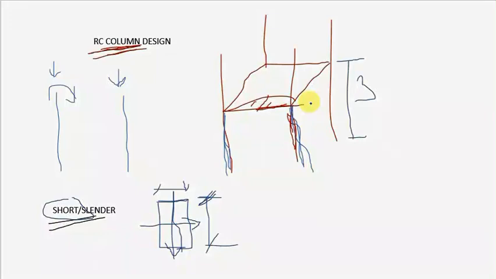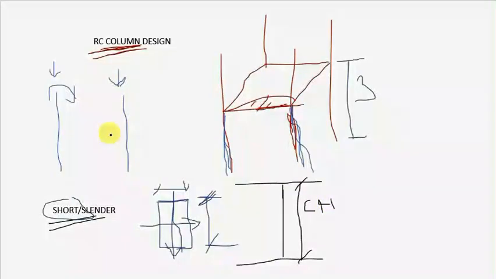Well, we have something called the clear height of a column and the effective height of a column. If this is a column, this is our upper floor and this is our lower floor, then the clear height between supports, this one here, is called the clear height. Clear height is defined as l subscript 0. That is the clear height.